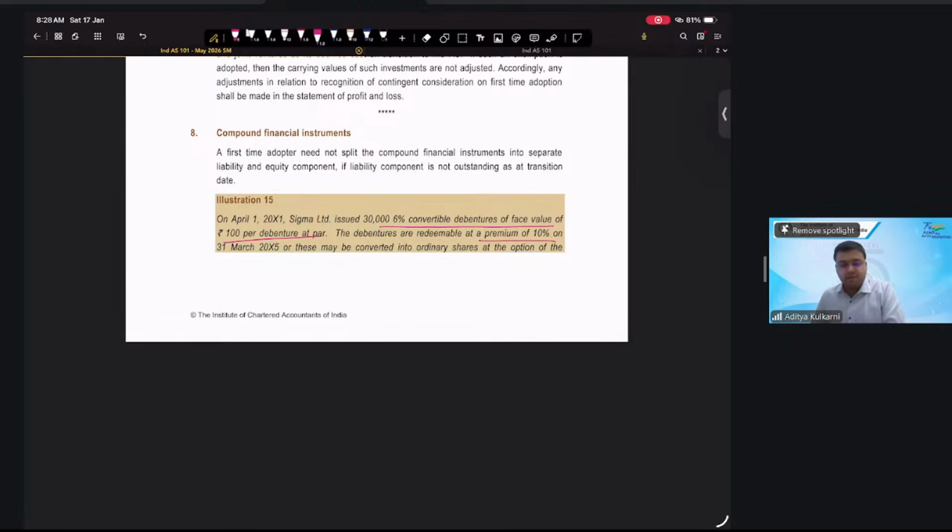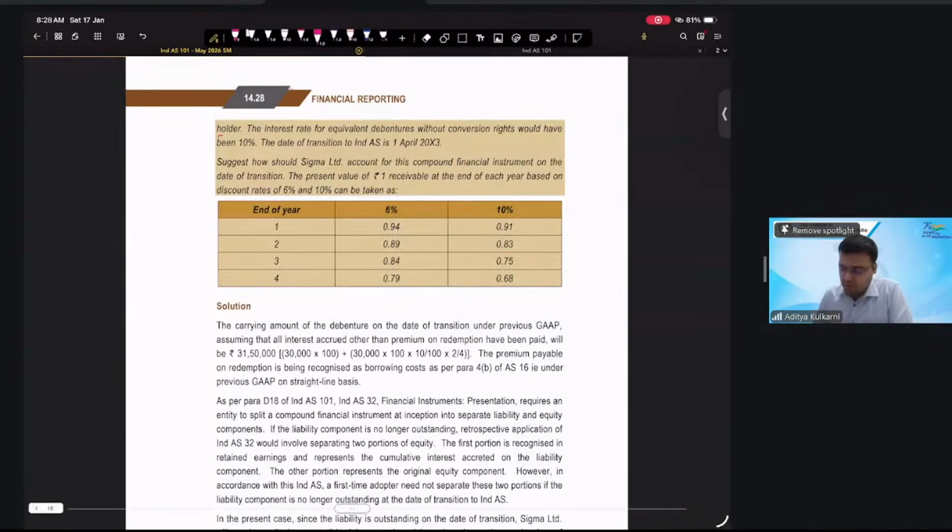Debentures are redeemable at a premium of 10% on 31st March 20X5, or these may be converted into ordinary shares at the option of the holder. Interest rate for equivalent debentures without conversion rights would have been 10%. Date of transition is 1st April 20X3. Suggest how Sigma should account for this compound financial instrument on the date of transition. The present value of rupee 1 at 6% and 10% can be taken as below.